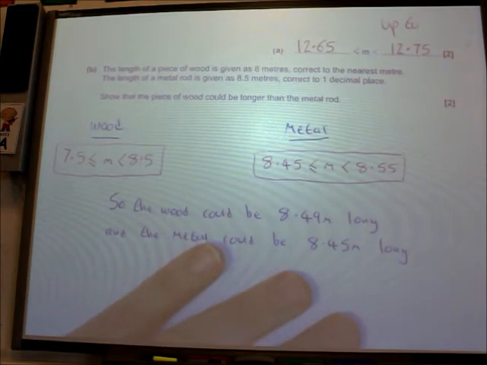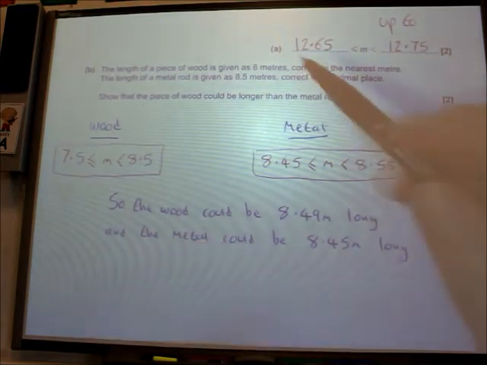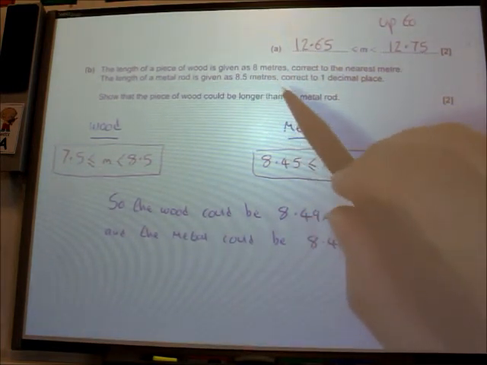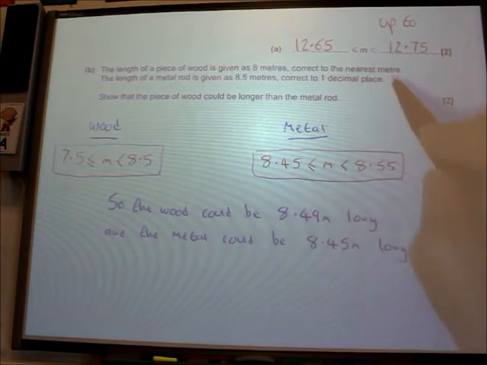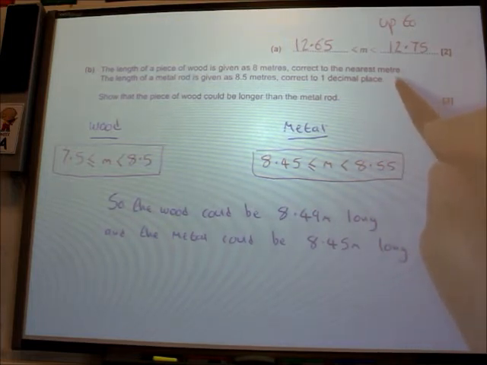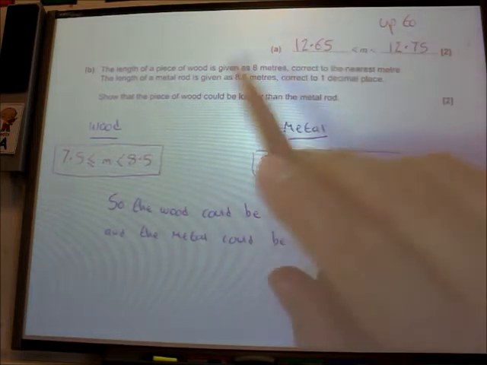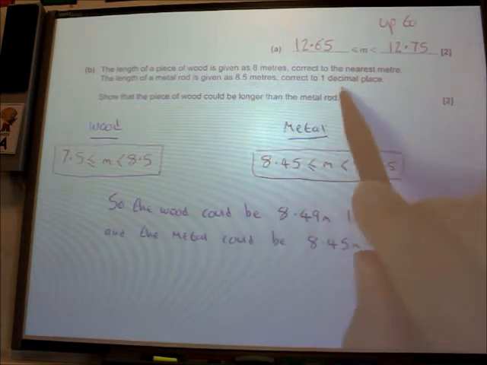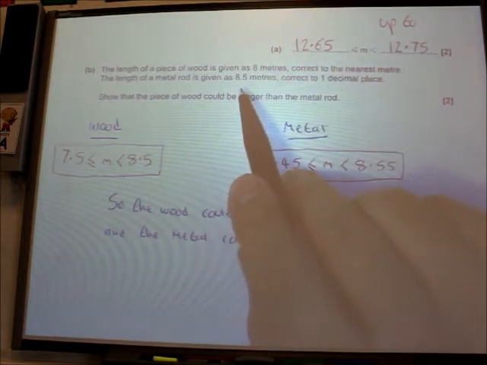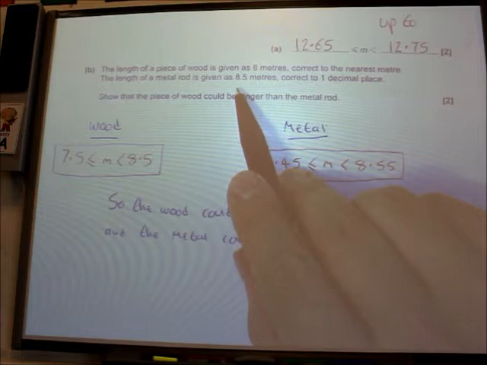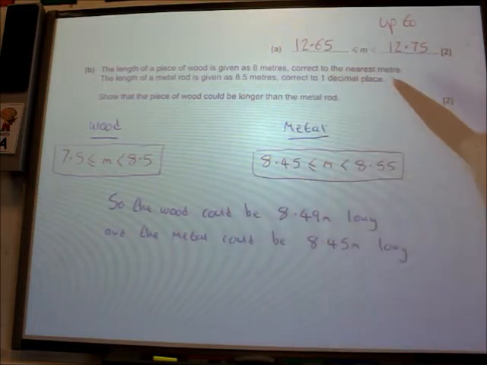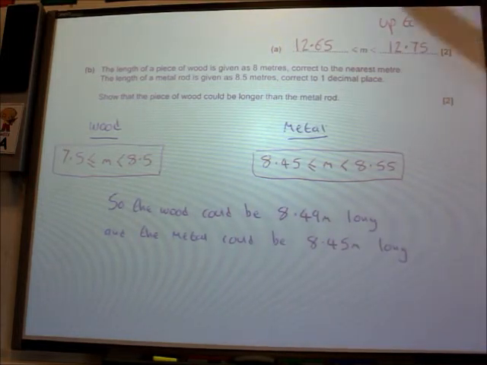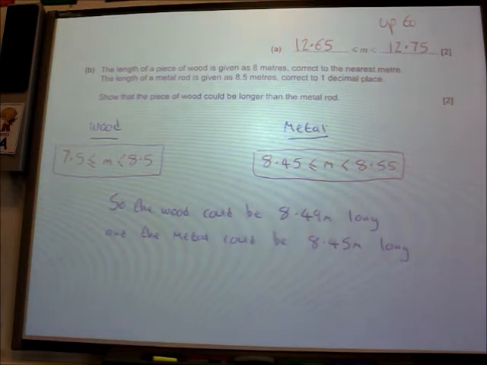The length of a piece of wood is given as 8 metres, correct to the nearest metre. So the smallest it could be is 7.5. The longest it could be is up to 8.5. The length of a metal rod is given as 8.5 metres, correct to 1 decimal place. So the smallest that could be is 8.45, and the longest it could be is 8.55. Show that the piece of wood could be longer than the metal rod.